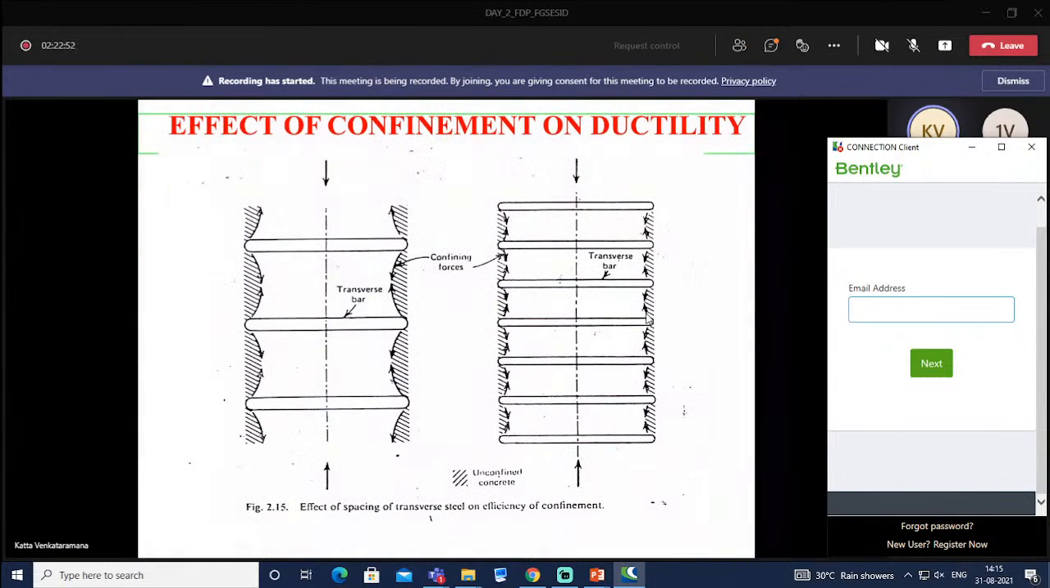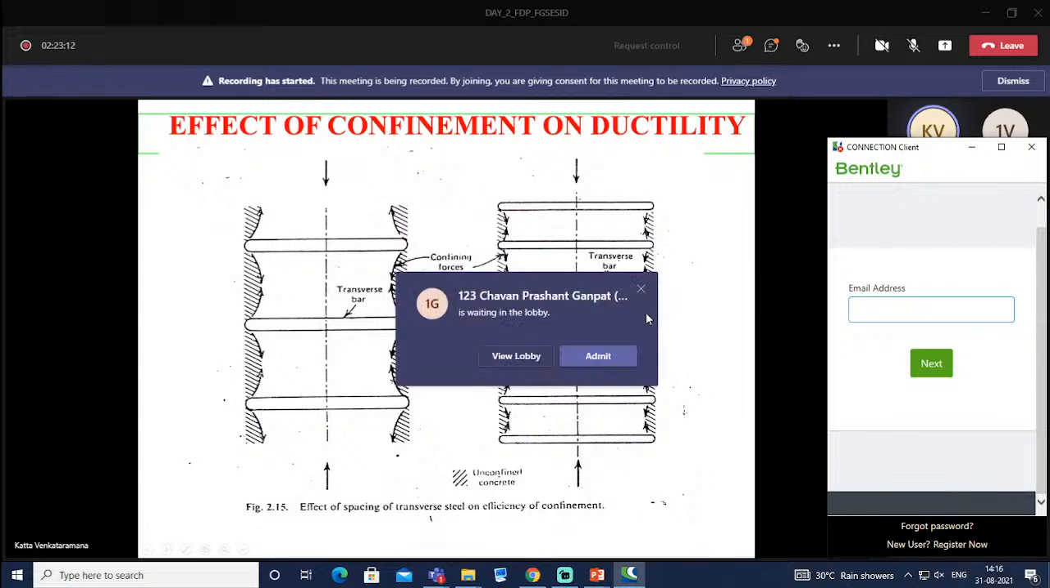And to increase ductility, for example, to prevent shear failure, we provide lateral ties or stirrups at closer intervals. The effect of spacing of transverse steel on the efficiency of confinement is shown here. So by providing them at closer intervals, we can increase the confinement.